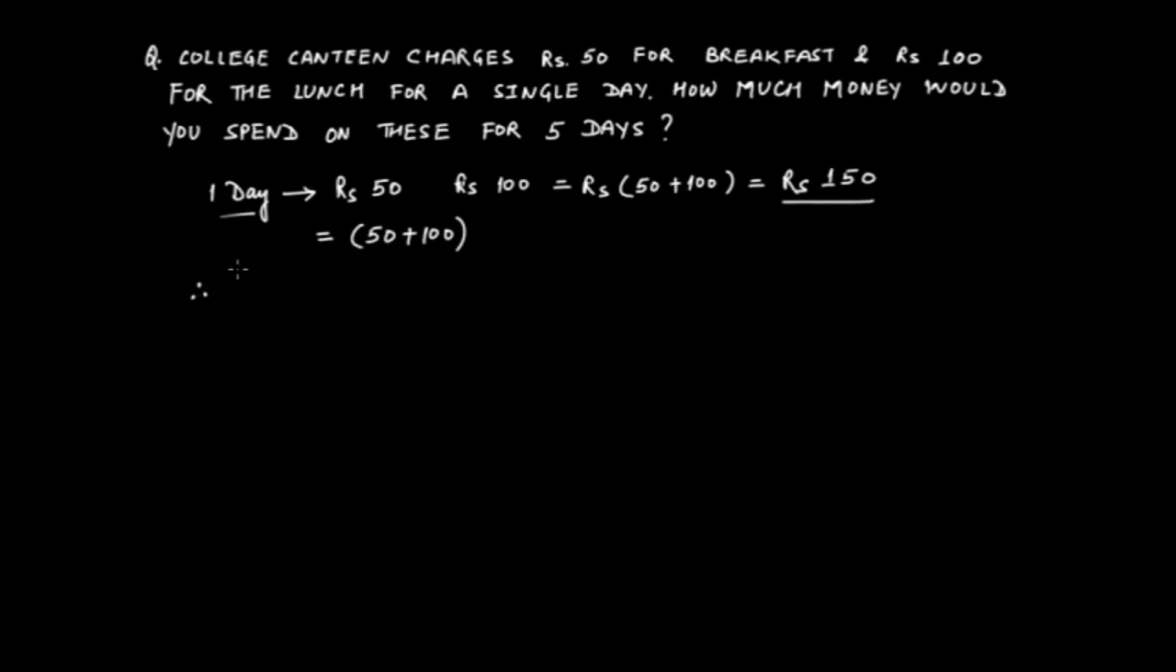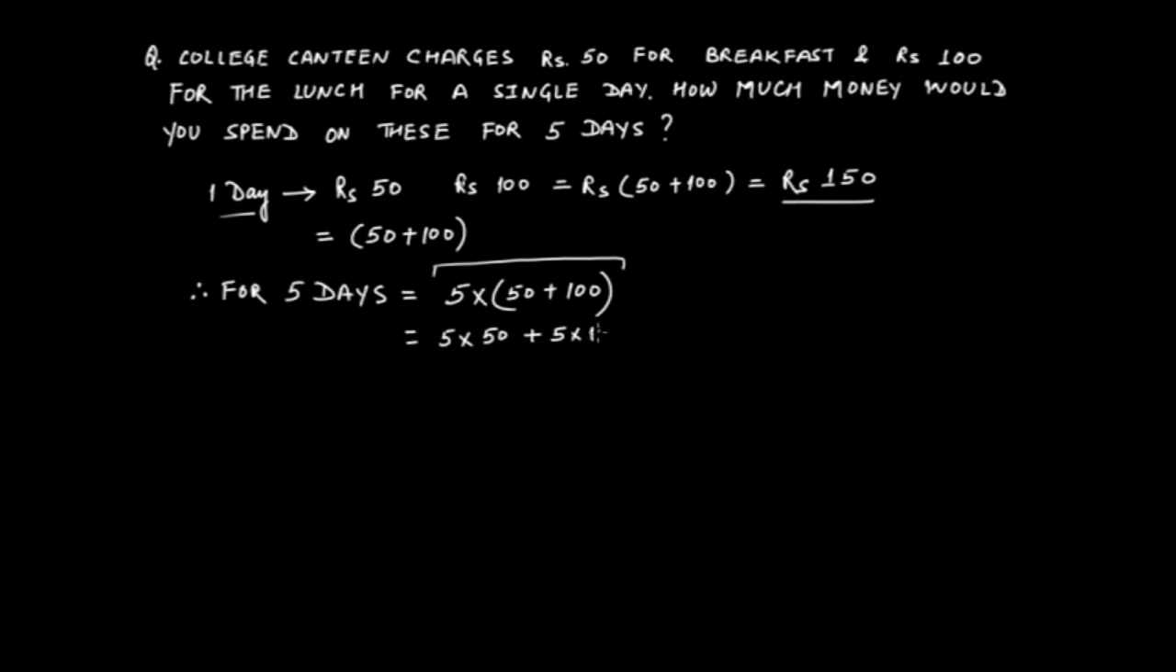So therefore, for 5 days, you just multiply 5 times 50 plus 100. Now you could see that this is something that we learned in our discussion on distributivity of whole numbers, that is the distributivity of multiplication over addition, if you remember that. And by that it would be 5 multiplied by 50 plus 5 multiplied by 100.